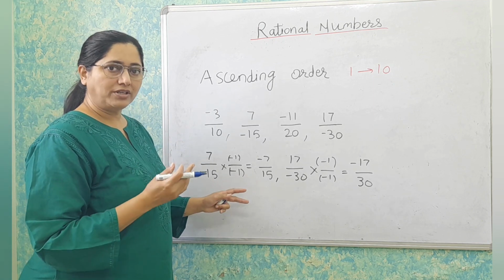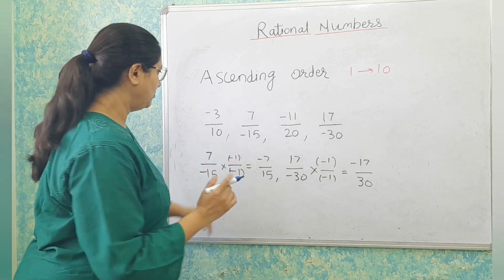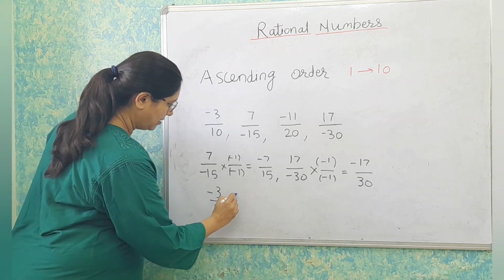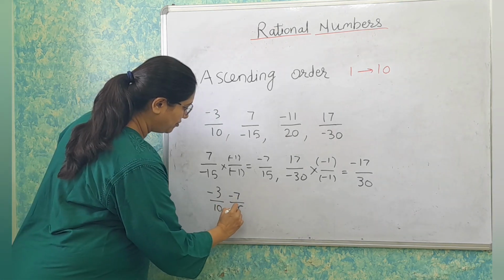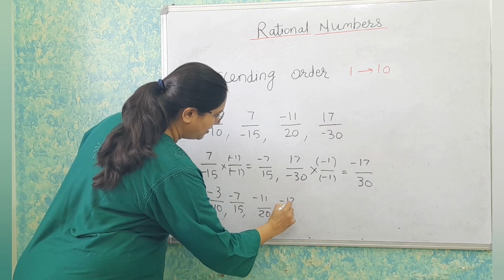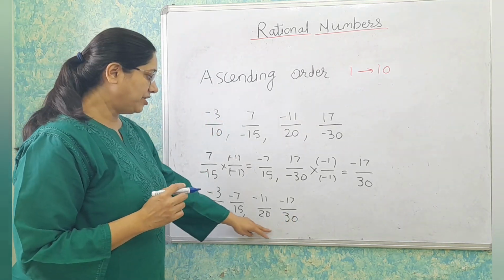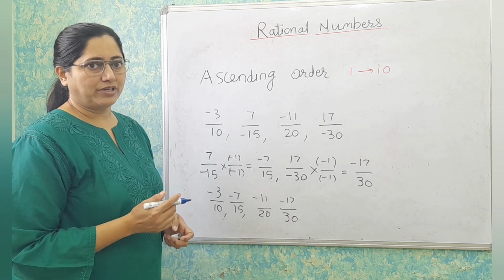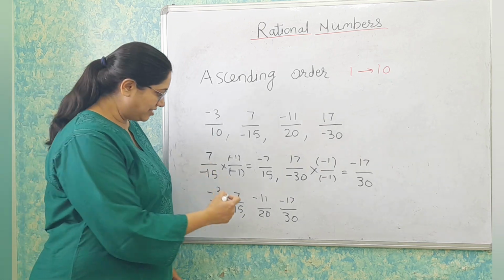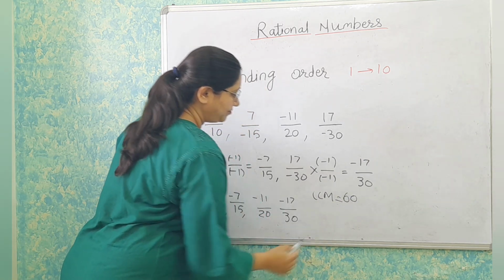Now I have to change all the denominators and make them the same. So first I will write all the numbers. Now the numbers become minus 3 upon 10, minus 7 upon 15, minus 11 upon 20, minus 17 upon 30. Now I have to make sure that all the denominators are the same. So I will take the LCM for that. And I hope you know how to take the LCM in class 7th. I will simply write the LCM of all these numbers, and the LCM is 60.